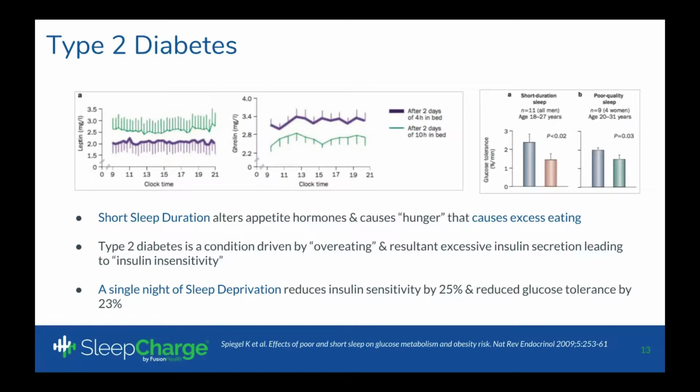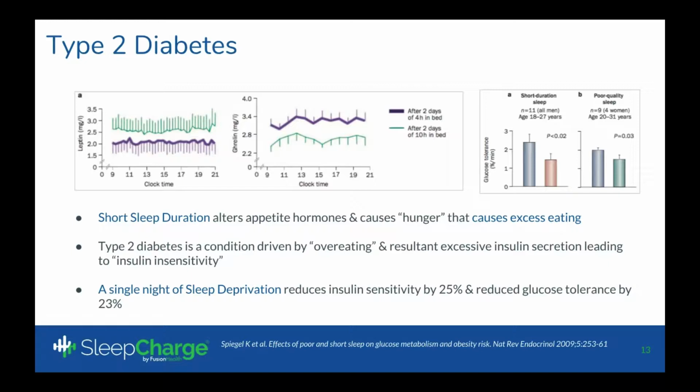So we do know there is also a genetic component to type 2 diabetes. There are certain people that are more prone to this, but again, it can be controlled with diet and exercise, and you probably have heard that before. Well, so what happens with sleep itself and causing type 2 diabetes?